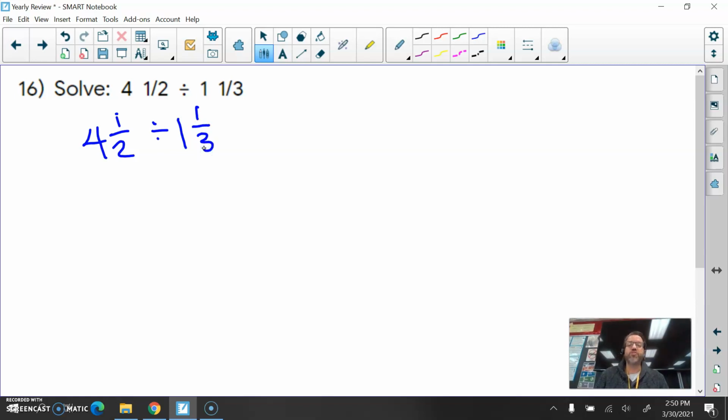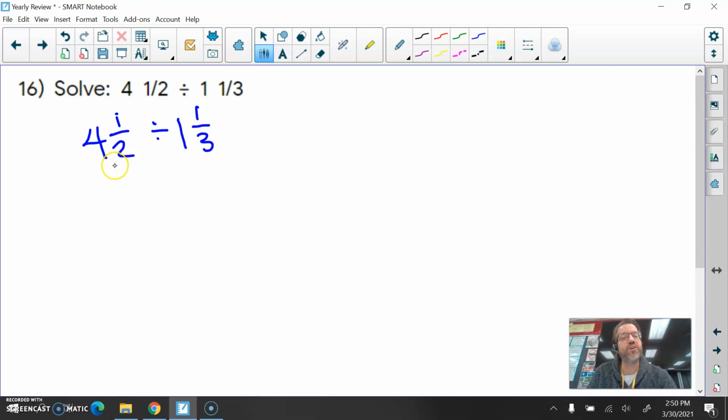We always want to show our work because otherwise we'll make mistakes. Okay, these are easy to screw up if you try to do them mentally. But when I rewrite it like this on paper, it's going to be a lot easier to change these into improper fractions. Whenever you're multiplying or dividing fractions or mixed numbers, you need to change your mixed numbers into improper fractions.